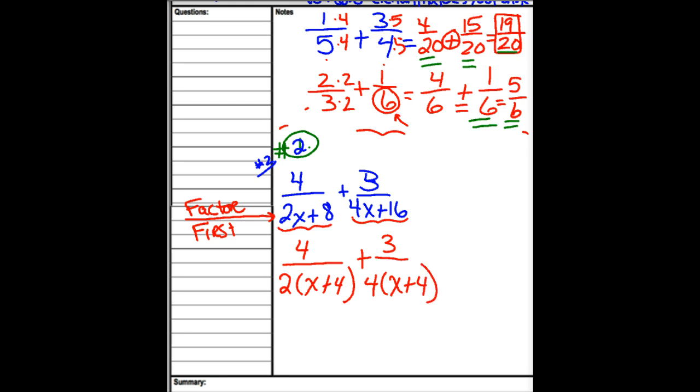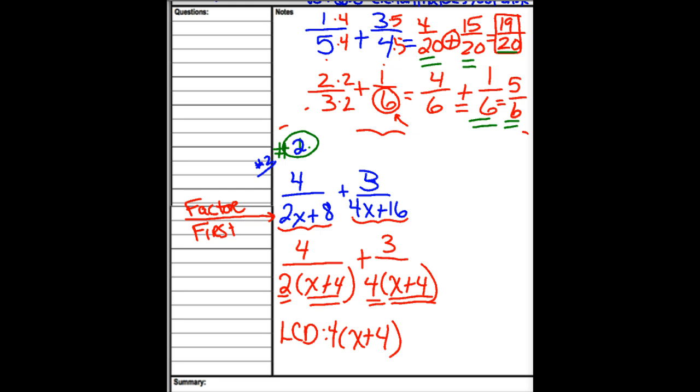Now, before I can add them, because the denominators are different, I need an LCD. My LCD has to contain an x plus 4. Doesn't need 2 of them, it just needs 1 of them. And some number that will contain both a 4 and a 2, which means the smallest thing that will contain both of those is a 4. So my LCD is 4 times x plus 4.